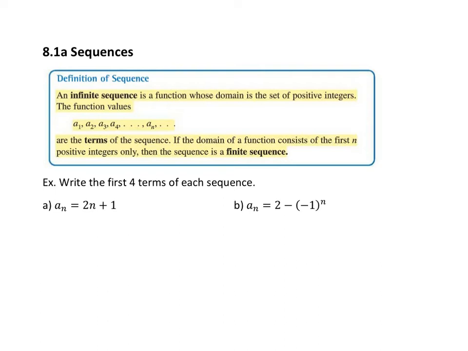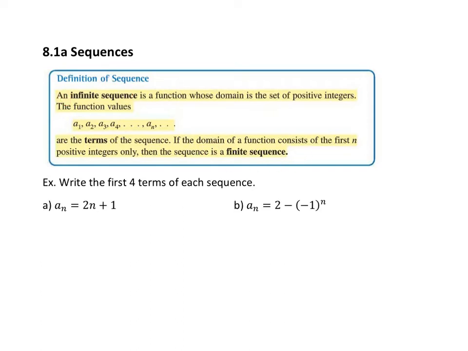Okay, the beginning of chapter 8, we're going to start talking about sequences. To put it simply, it's just a pattern of numbers. An infinite sequence is a function whose domain is the set of positive integers, with function values a1, a2, so that's just naming term 1, term 2, term 3. These are the terms of the sequence. If the domain of a function consists of n positive integers, then it's finite. So infinite doesn't end, finite ends.